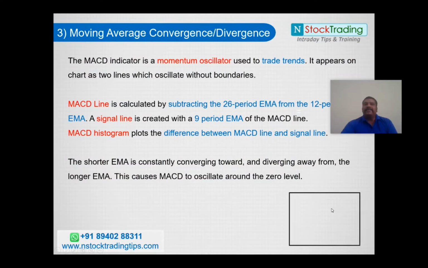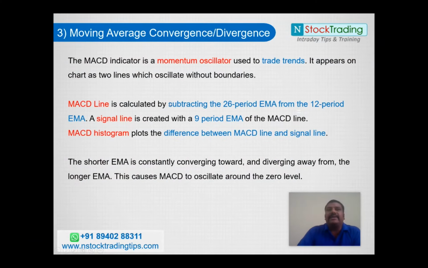Fine. How are these calculated? See, the MACD line is calculated by subtracting the 26 period exponential moving average from the 12 period exponential moving average. So the line, the white line, is calculated by subtracting the 26 period EMA from the 12 period EMA. The signal line is created from a 9 period EMA of the MACD line. And the histogram is calculated and plotted based on the difference between the MACD line and the signal line.